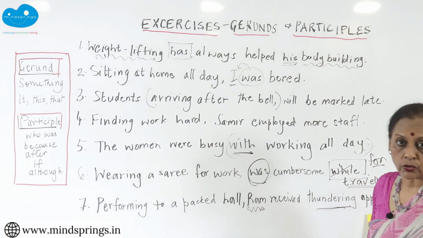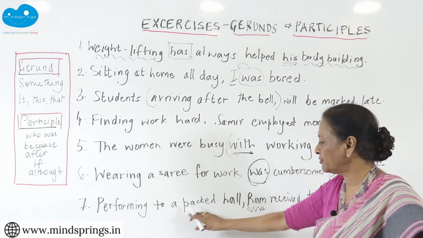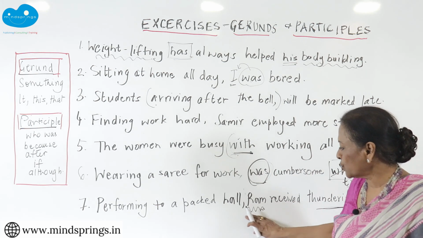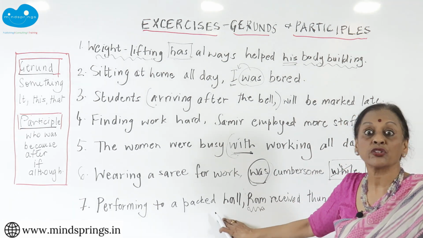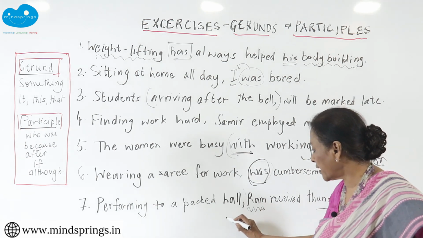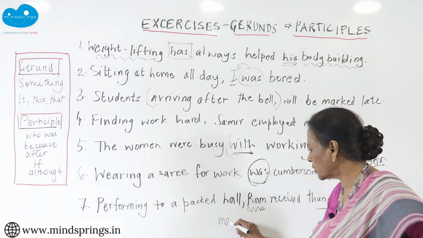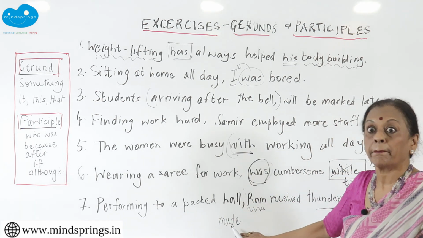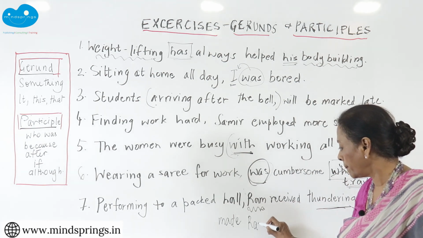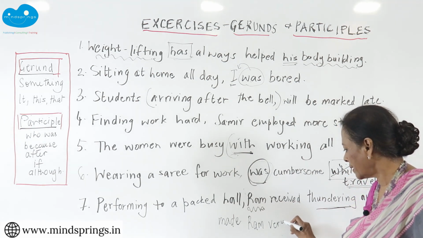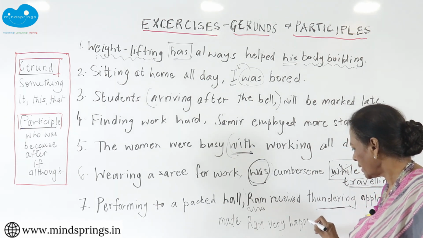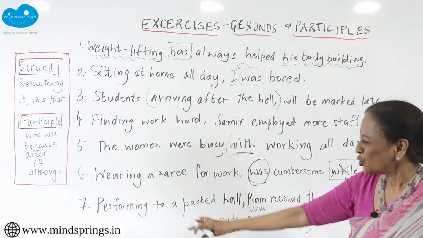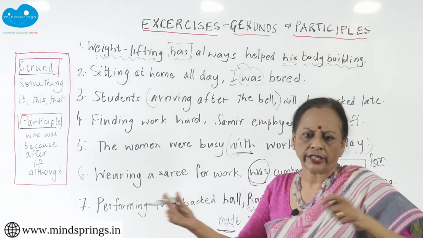Received a thundering applause. Let us look at how we could have changed this one. Let us change it into a gerund. What should we do? We will have to use a verb. So, instead of this Ram, let me put a verb there, let me say made. Performing to a packed hall made Ram very happy. Now, what have I done? Now, it has gone and hit a verb. Then this will be a gerund. So, just looking at it, you can either be a gerund or a participle.